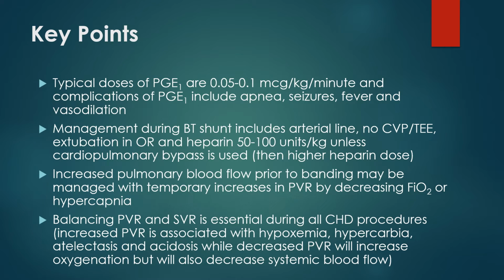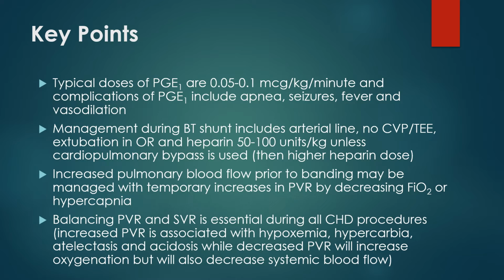Typical doses of PGE1 are 0.05 to 0.1 mic per kilo per minute, and complications we talked about: apnea, seizures, fever, vasodilation. Management during BT shunt in the first stage includes an arterial line, no CVP or TEE, extubation in the OR, and a little bit of heparin unless cardiopulmonary bypass is used. Again, it's a simple operation in a complicated patient.